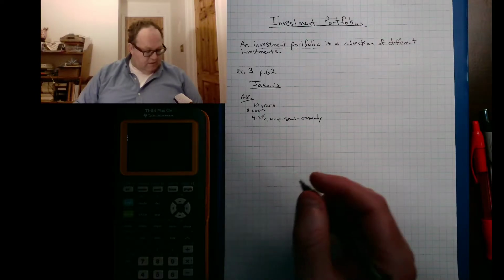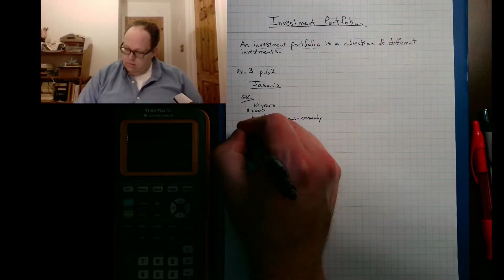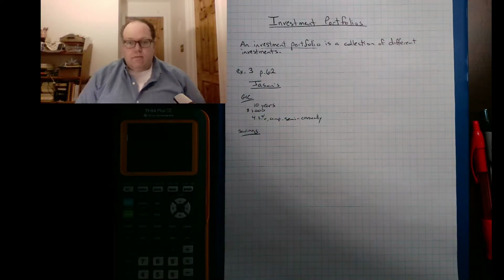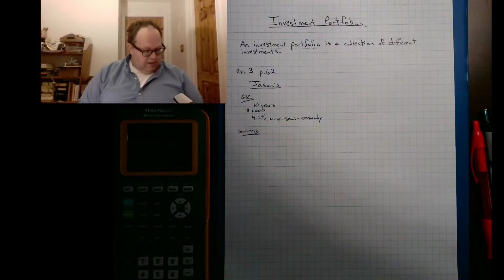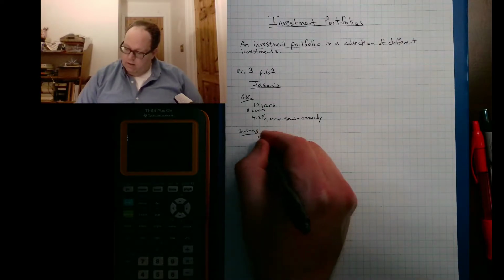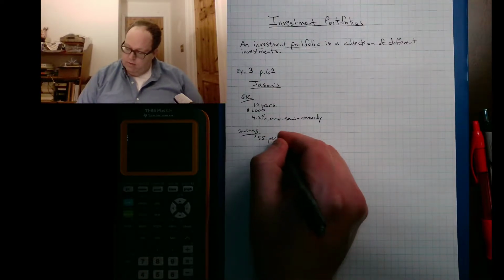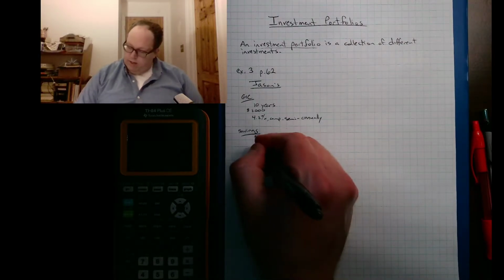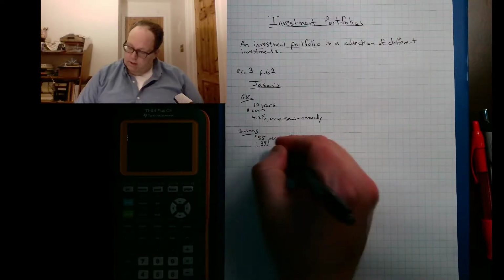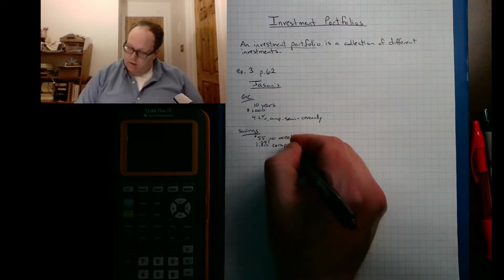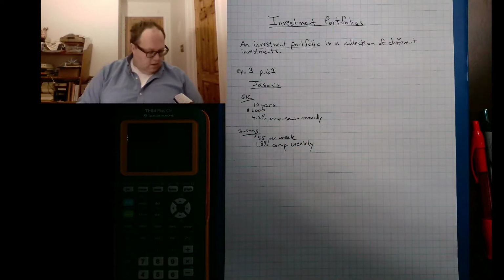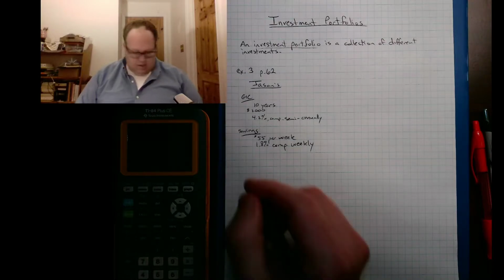He also has a savings account. It earns 1.8% compounded weekly, where he saves $55 every week. $55 per week, and 1.8% compounded weekly. And lastly, he has a savings bond.